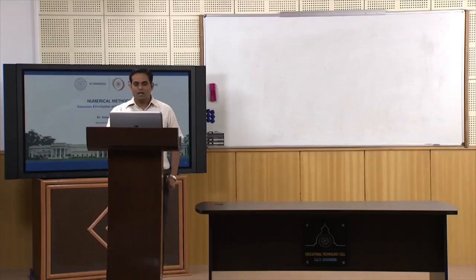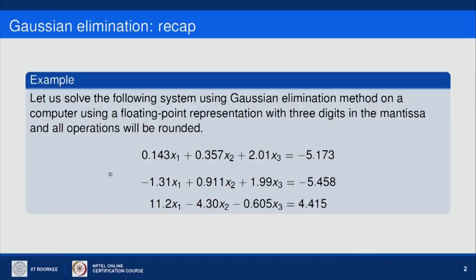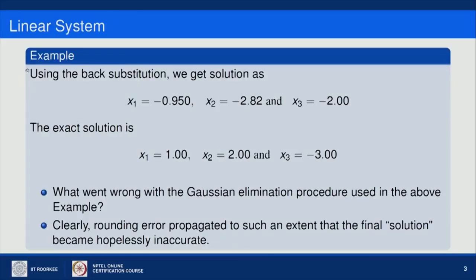In the last lecture we solved this 3 by 3 system of linear equations using the Gaussian elimination method, and after applying the Gaussian elimination and using back substitution we got the solution x1 equals minus 0.950, x2 equals minus 2.82 and x3 equals minus 2.00. However, the exact solution is x1 equals 1, x2 equals 2 and x3 equals minus 3. So there is a big difference between the solution we obtained using the Gaussian elimination method and the true solution.